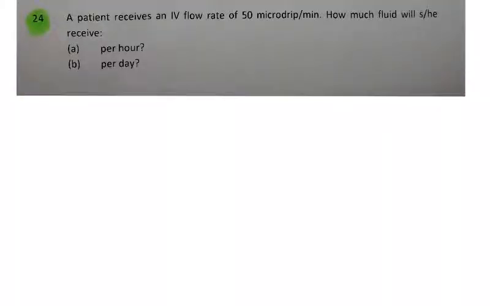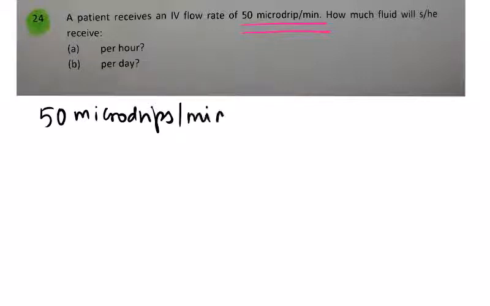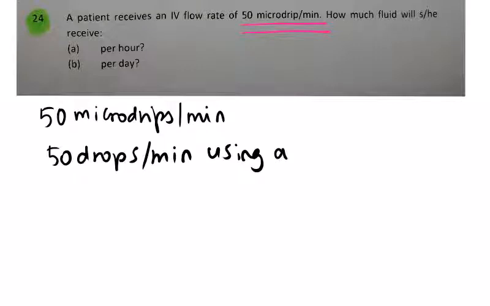So question 24, a patient receives an IV flow rate of 50 microdrips per minute. And the question asks us to calculate how much fluid the patient will receive per hour and then per day. It looks like we don't have a lot of information here, but we actually do, because the 50 microdrips per minute actually means just 50 drops per minute using a micro drop set, which means a 60 drop set.